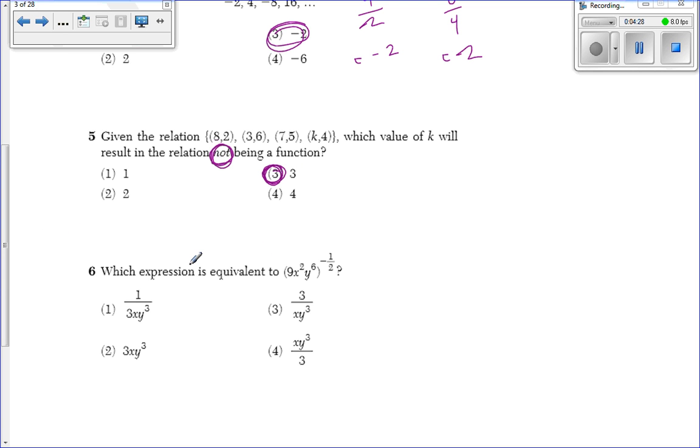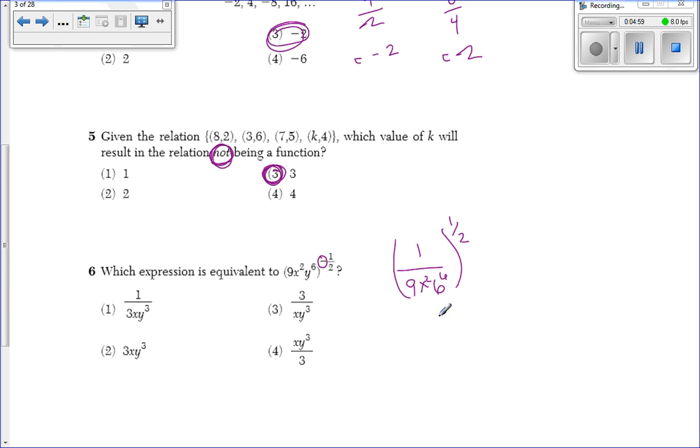Which expression is equivalent to 9x squared, y to the 6th, to the negative 1/2? Well, negative 1/2 means I need to turn it into a fraction right away. It's 1 over 9 x to the 2nd, y to the 6th, and then I'm going to raise that to the 1/2 power. 1/2 power is square root.